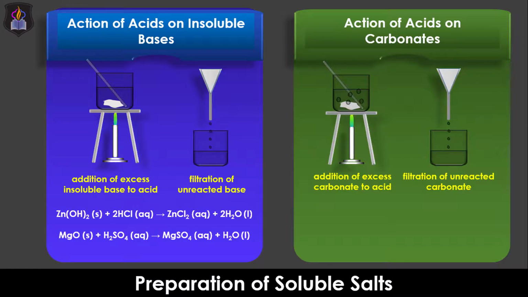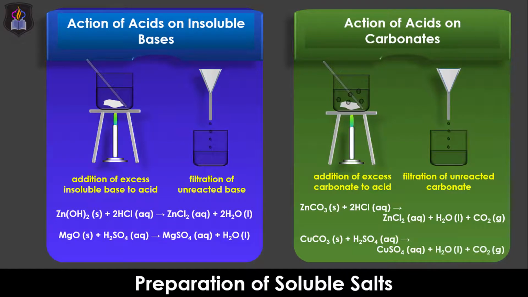For example, zinc chloride can again be prepared by dissolving zinc carbonate in heated hydrochloric acid and filtering off the unreacted carbonate. Similarly, copper(II) sulfate can be prepared by adding copper(II) carbonate to dilute sulfuric acid until it no longer dissolves and the excess carbonate is filtered off.